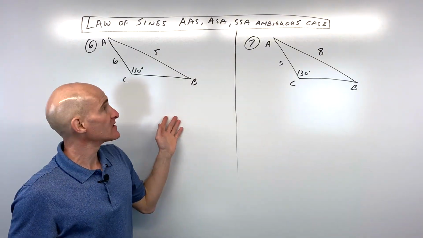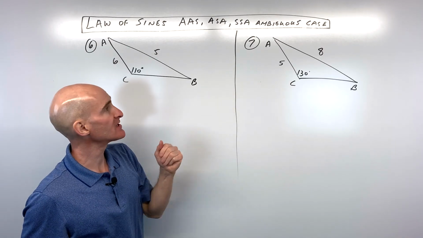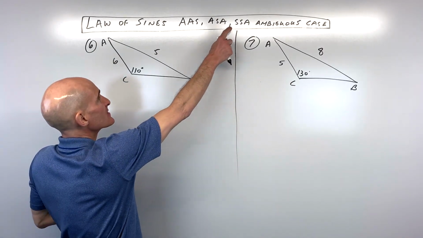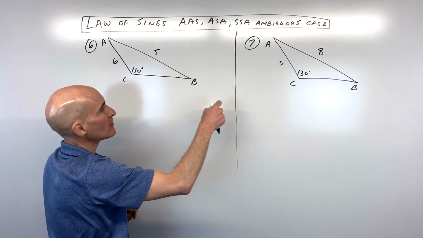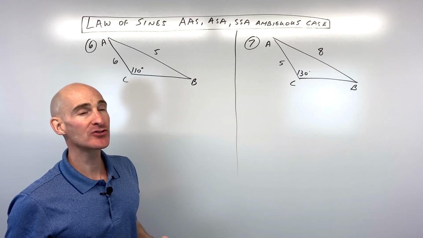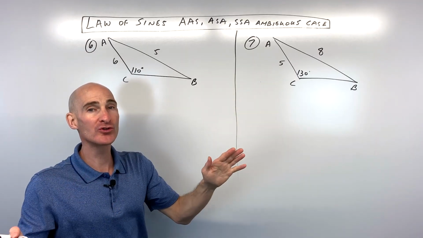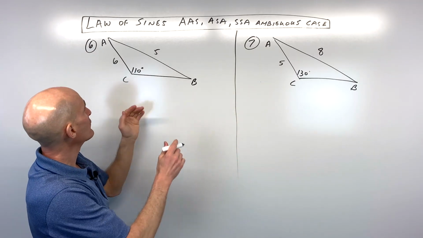Okay, number 6, we've got an obtuse triangle. Number 7, we also have an obtuse triangle. This is interesting, and it's also interesting because it's the side-side-angle condition. So how many triangles do we have? Well, when it's obtuse, you're either going to have one triangle or no triangle. So how do we know if it's none or one?